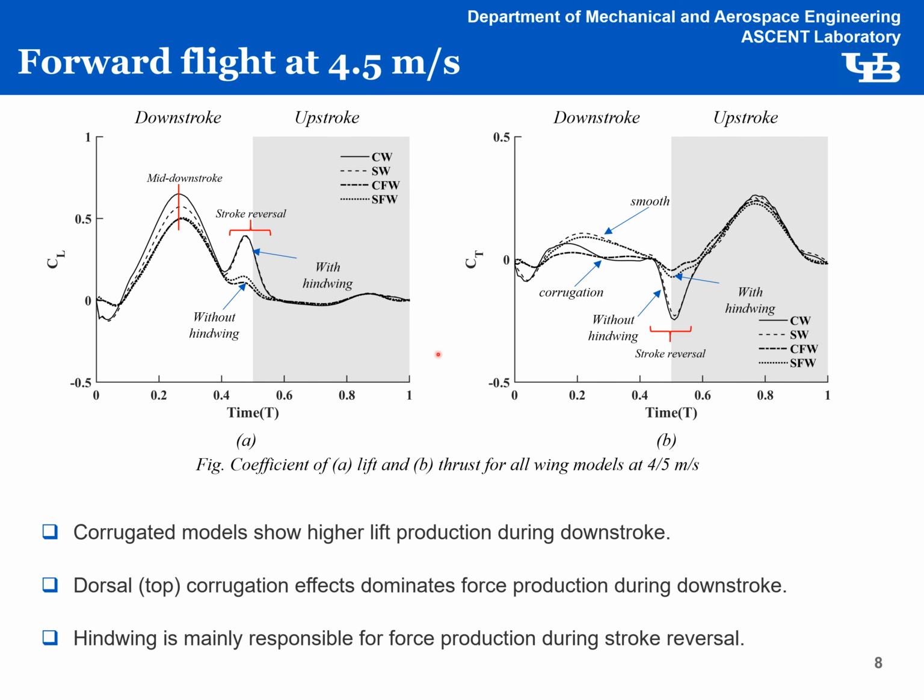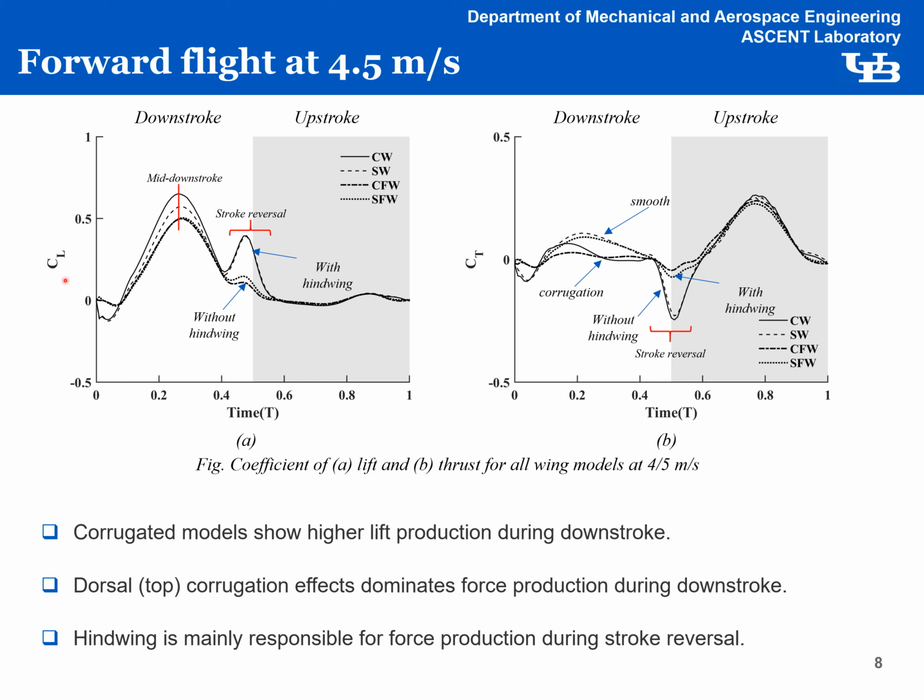For results, the first time history is given for all four wing models at 4.5 meter per second of highest forward velocity. Here, CW and SW are whole wing models, the CFW and SFW are forewing models. The non-dimensional time of flapping cycle is shown on x-axis. In first time history, the downstroke is from 0 to 0.5 and upstroke is from 0.5 to 1, which is shown in the shaded region. We have lift curves on the left side and the thrust curves on the right side.